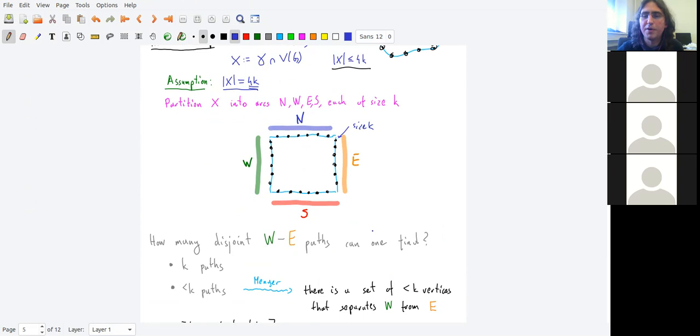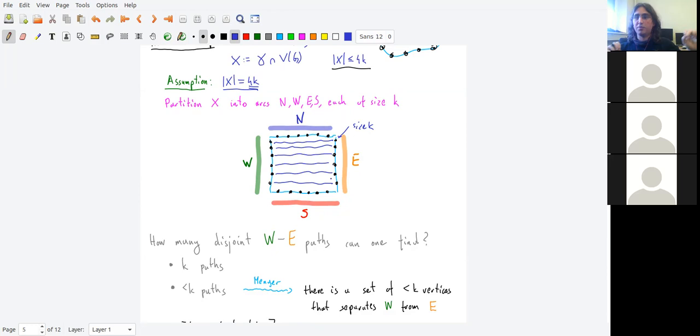And there are two possibilities. Either I can find k vertex-disjoint west-east paths, so looking like that. And note that if they are disjoint, they cannot cross. Because they are embedded into this disk, they need to be connecting the first vertex from the west to the first vertex from the east, the second to the second, and so on, because otherwise they would cross within this disk.